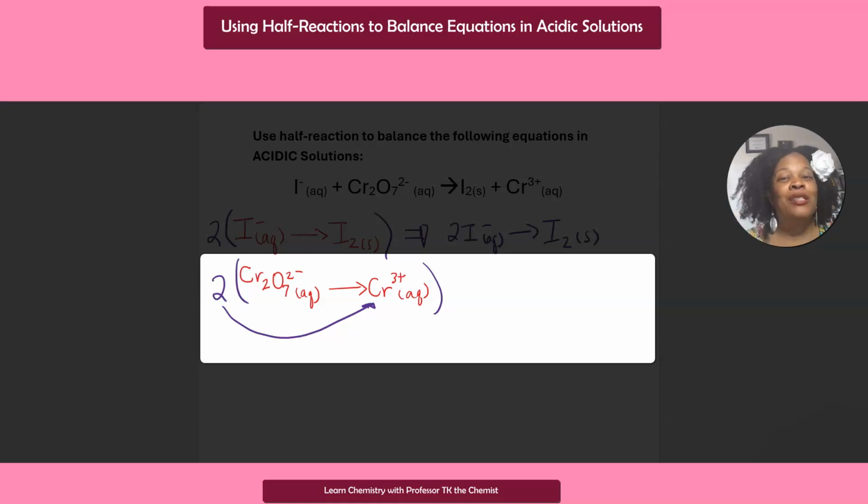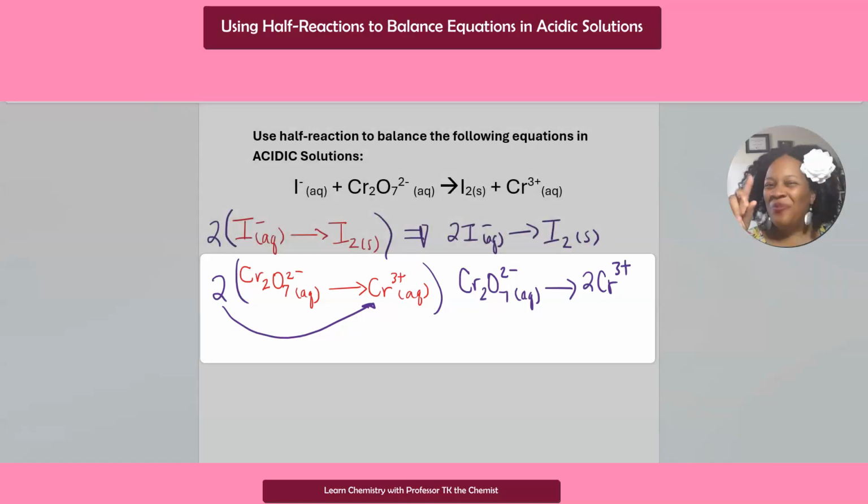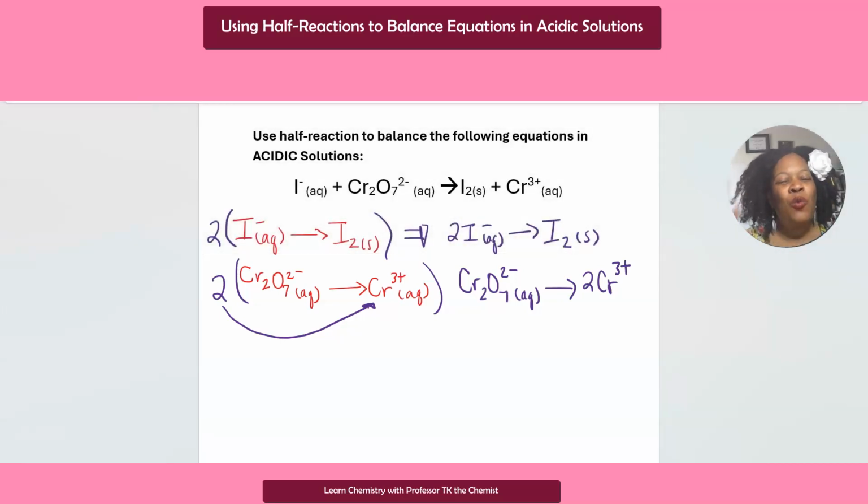And this is what you end up with now. Cr2O7 with the -2 charge, aqueous, that yields 2 Cr with the 3+ charge, aqueous. And now we're going to pull all that information down and begin to balance our oxygens next.